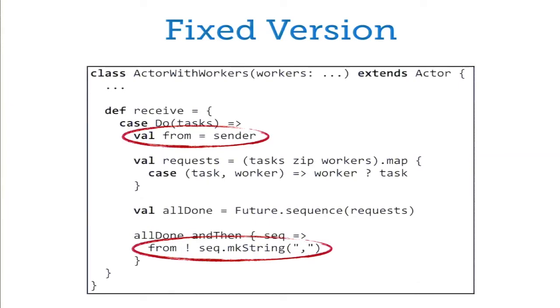So we have a problem here. How can we solve that problem? Well, we can simply make sure that the actor that we respond to is fixed. So we first have to find out who is the sender and store that somewhere so that this never changes again. And once everything is done, we can send the result to the correct client. So the fix is not that difficult, in a sense.